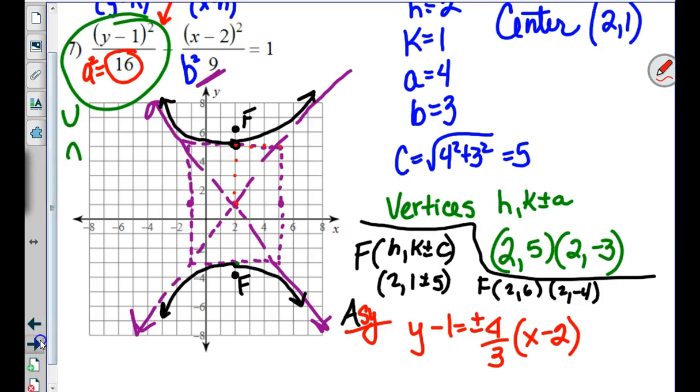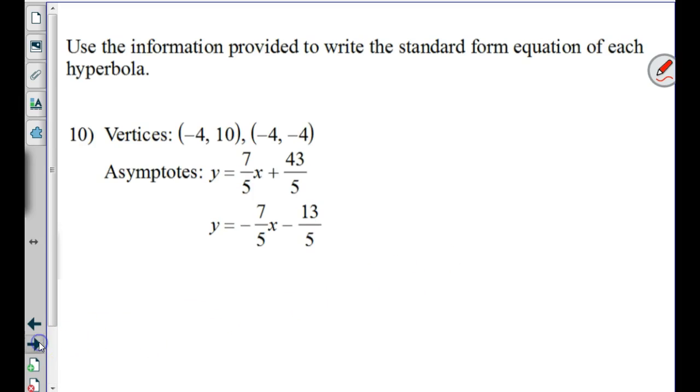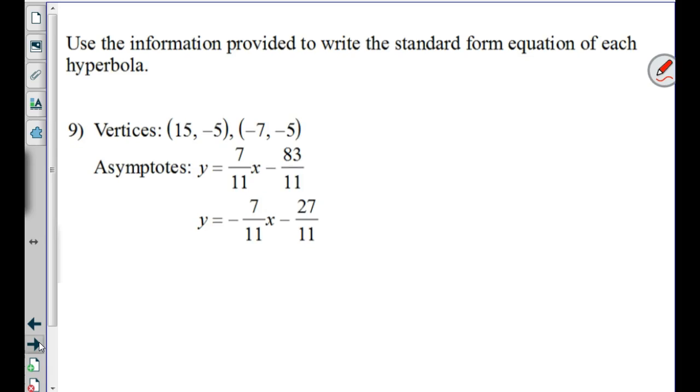All right. And one writing an equation question. I can't remember if I gave you a tricky one for one of them where no, I don't think I did. All right, so it doesn't matter. I'll just keep doing odds. If you know the vertices are at right 15 down 5, left 7 down 5, and that means it's opening this way, what can you tell me?